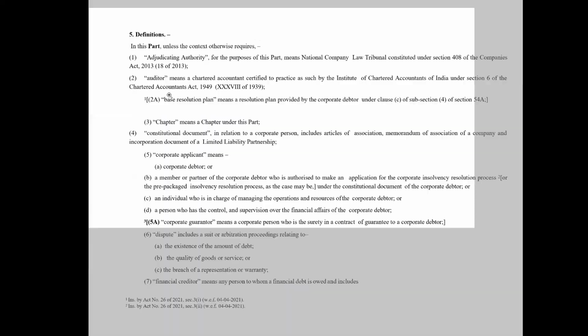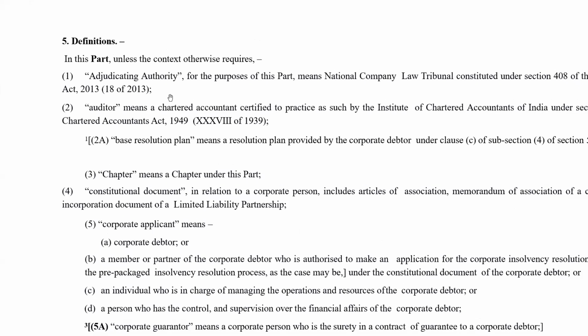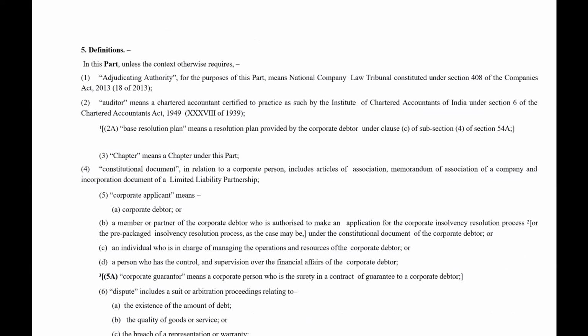We have already read some definitions in part 1, which apply to the whole of the code. Now we will read some definitions which apply to this particular part, because now we are in part 2. Section 5 says, in this part, unless the context otherwise requires, adjudicating authority for the purpose of this part means the NCLT. So adjudicating authority is NCLT here, which is constituted under section 408 of the Companies Act.